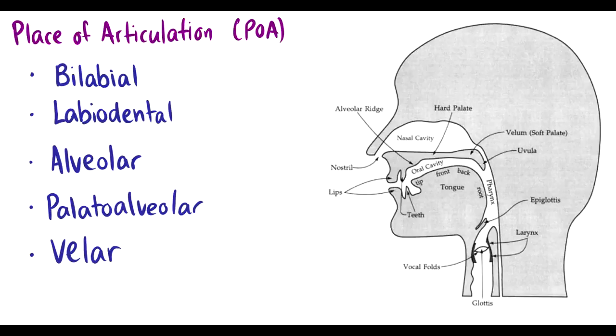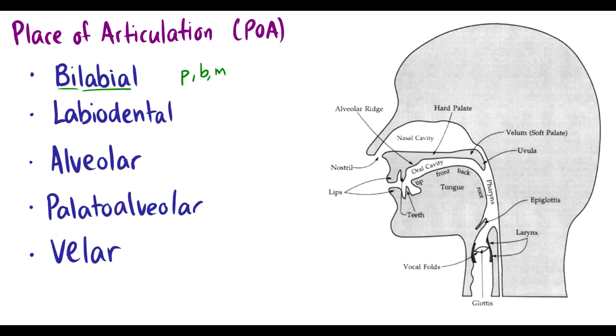Bilabial means two lips. Labial is lip, and bi means two. So when we make bilabial sounds, what we do is we close the lips here. For instance, we have p, we have b, we have m, and those sounds are made at the lips. So we have P, B, and M.